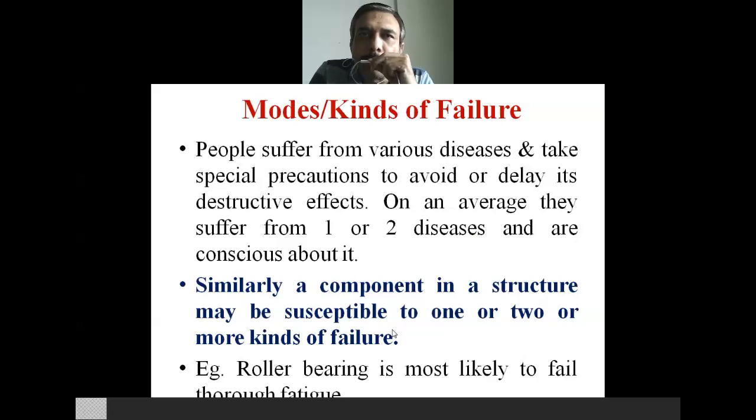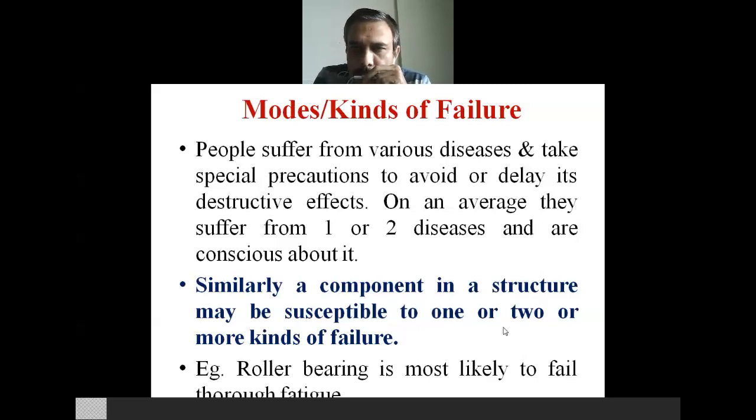Among these two to three kinds of failure, one kind of failure is most critical, which we call the critical mode of failure, and you should take care of that while designing the component. Most often the dimensions of the component are found against that critical mode of failure, and then you check those dimensions against the other modes of failure to which the component is subjected. Once all these modes of failure are safe, you say that whatever dimensions you got are safe for the design.